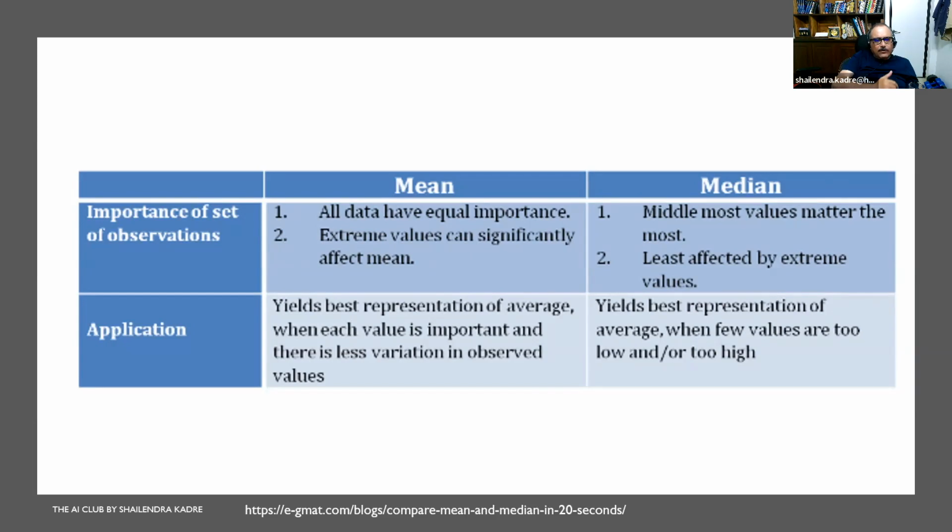Now see the application of both. Try to read with me the second row. About mean: it yields the best representation of average when each value is important and there is less variation in observed values. Suppose I have 20 entries, and all 20 are equally important. I cannot discard anything, and there is very little variation.